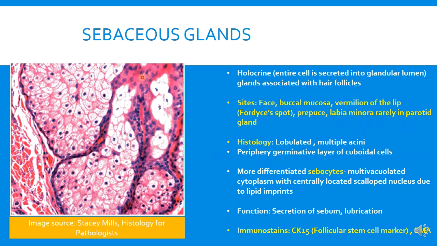If you look at the basic histology of sebaceous glands, they are nicely lobulated, and the lobules comprise numerous acini. And the basic cell is a sebocyte, which is a multivacuolated cell with a scalloped centrally placed nucleus. The nucleus is scalloped due to lipid imprints. The main function of sebaceous glands is secretion of sebum and lubrication. And the basic immunostains that are positive in sebaceous glands are CK15, which is a follicular stem cell marker, and EMA.